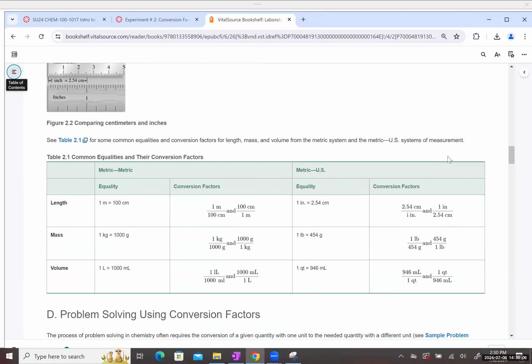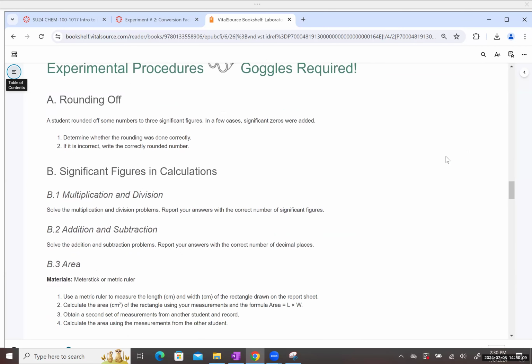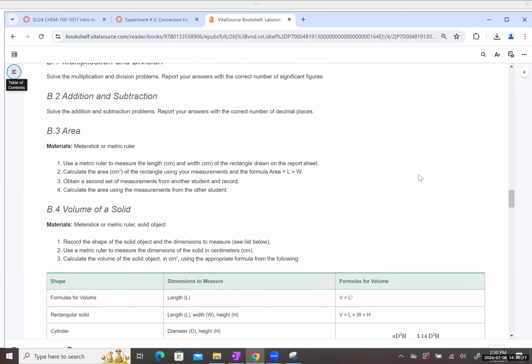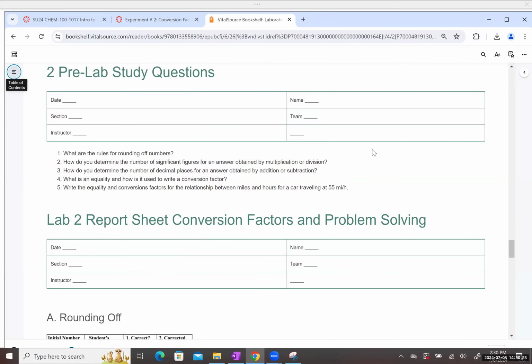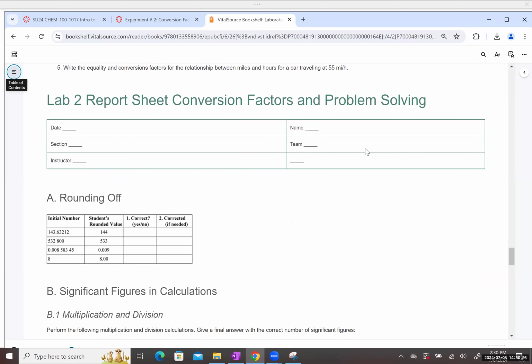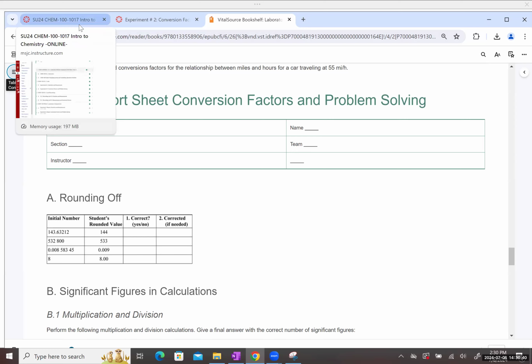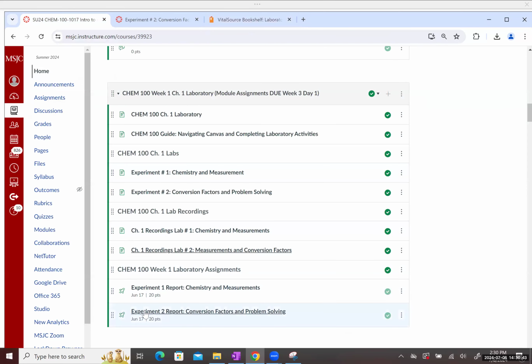So let's find now the report sheets that we'll be turning in. If we scroll down, again, as always, we have the experimental procedure, which we're going to read and go through momentarily. And scrolling further down, we have the pre-lab study questions, which you do not have to do. And finally, we're at the report sheets, the Lab 2 report sheet for conversion factors and problem solving. This is what we're going to be filling in and turning in upon completion of today's laboratory. So where are you going to turn in your report sheets? They'll be submitted in the Experiment 2 report submission page on Canvas.